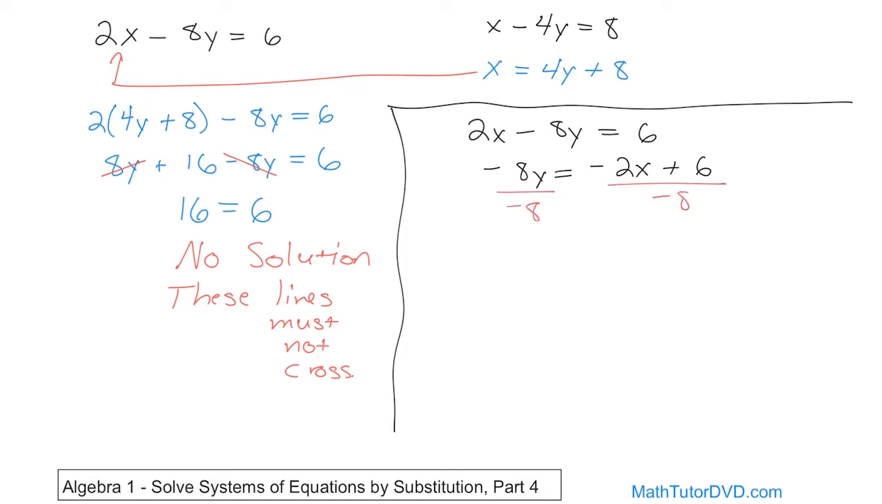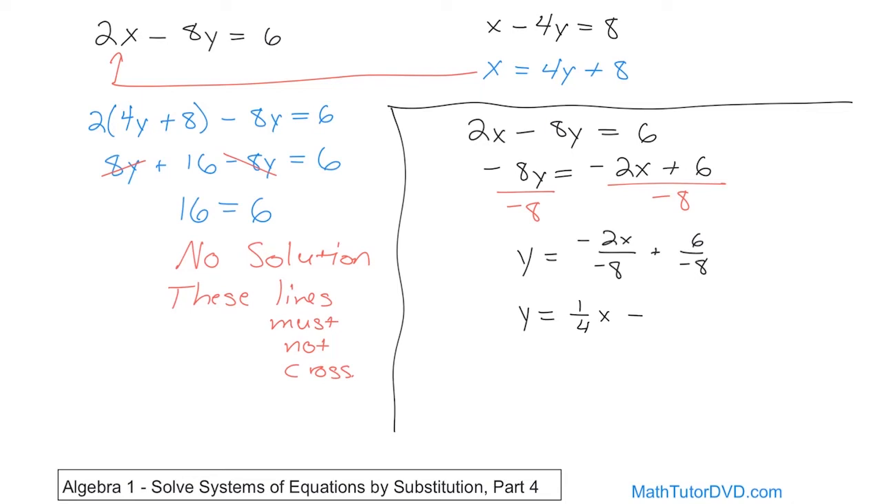So here we have negative 8. And so on the left, we're just going to be left with y. And over here, we'll have negative 2x over negative 8. And then we'll have plus 6 over negative 8. All right? So what you're going to have here for this equation is, what is 2/8? Well, first of all, the negative divided by the negative gives you positive. 2/8 reduces to 1/4, so it's 1/4 x. And then you have the minus sign here.